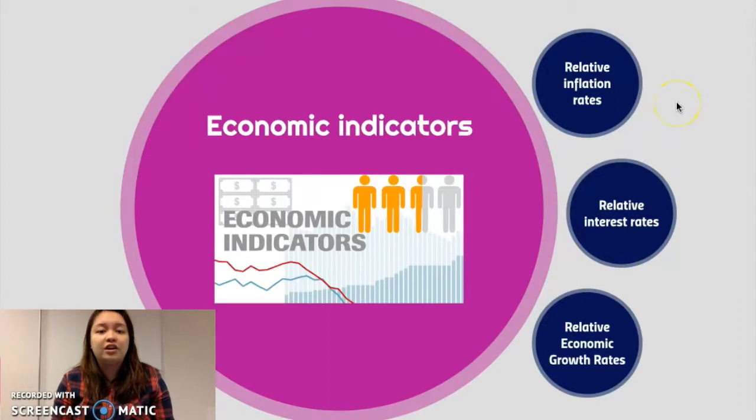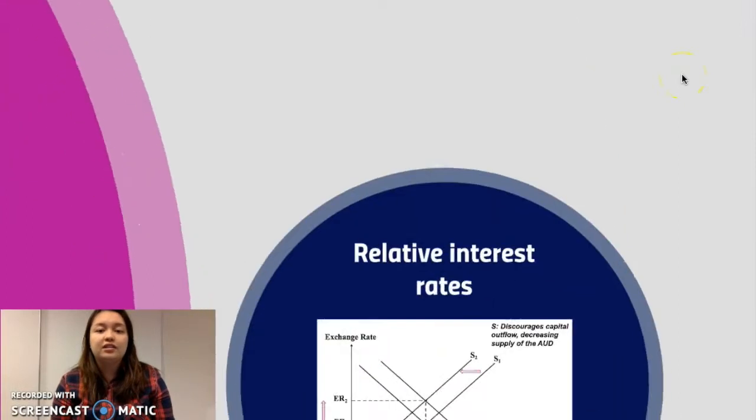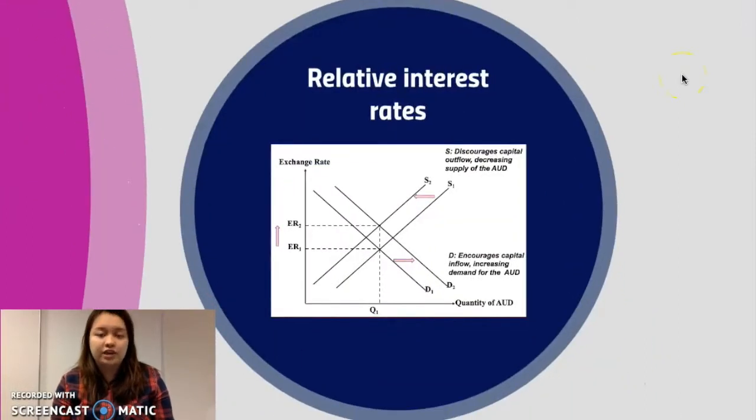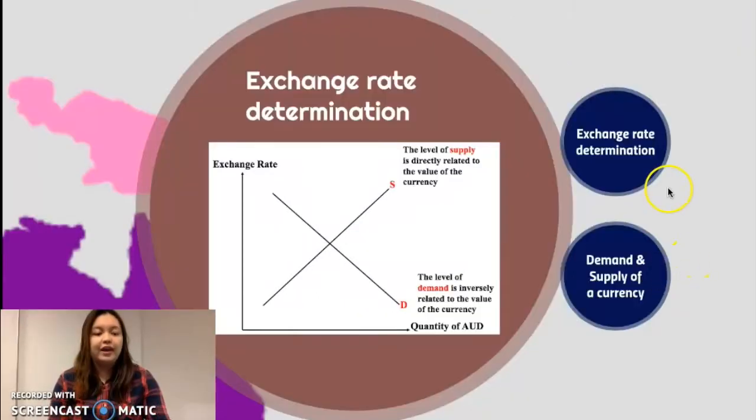These are the economic indicators. First, the relative inflation rates. Second, the relative interest rate. Third is the relative economic growth rate. As you can see from the graph, the demand is inversely related to the value of the currency and the supply is directly related to the value of the currency.